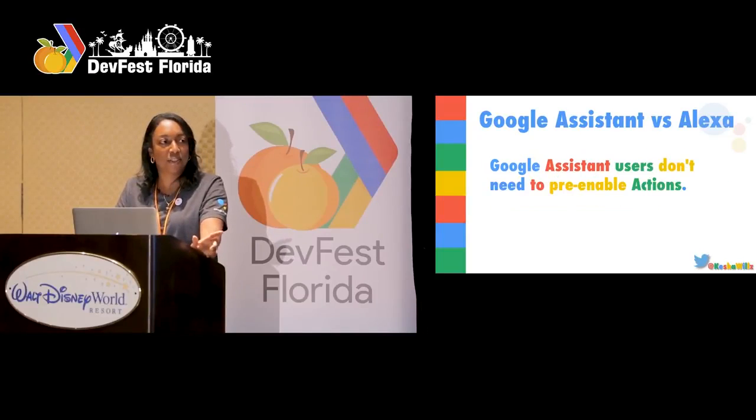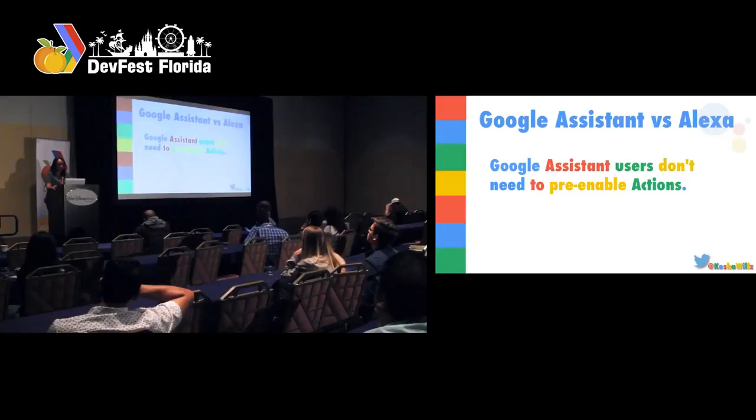Now, I really like this feature. So Google Assistant users don't need to pre-enable actions. So with Amazon Alexa, you have to enable that skill. With Google Assistant, once your action is published, all users just automatically get it. So that's really cool.